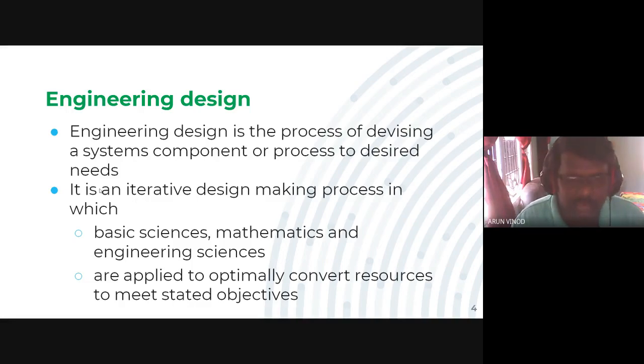So you are asking repeated questions, doing so many repeated steps to design a process. How are you designing the process? With the help of basic sciences, mathematics, and engineering sciences. You are doing some repetitive process, and finally you are designing to reach or achieve the stated objectives.